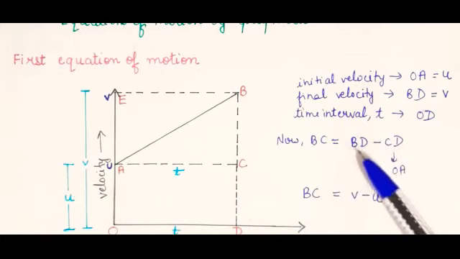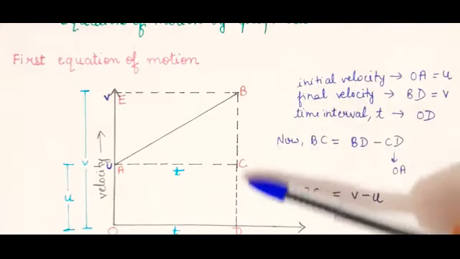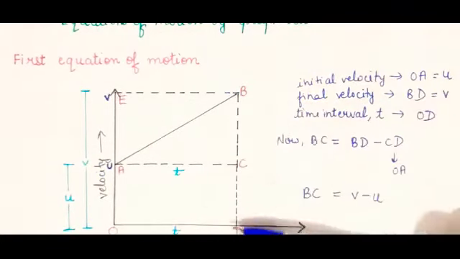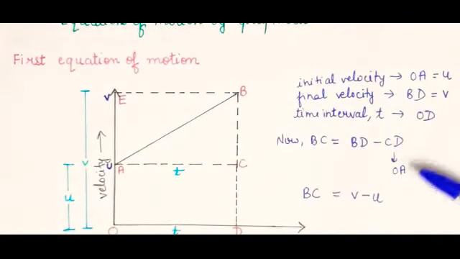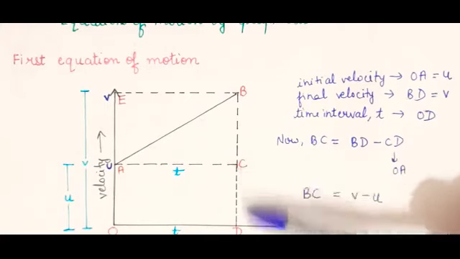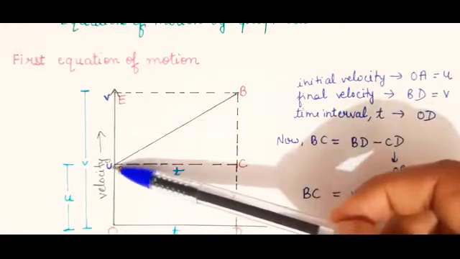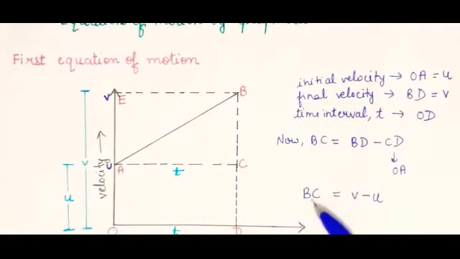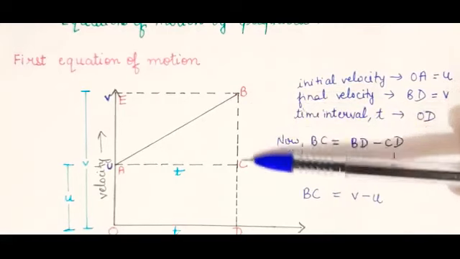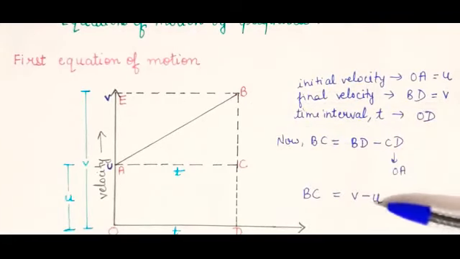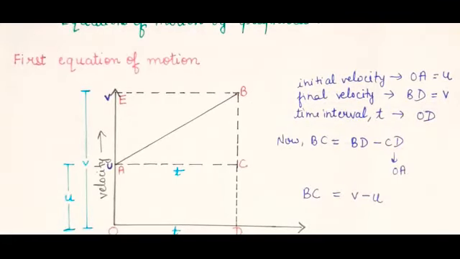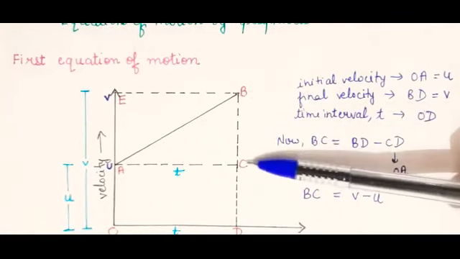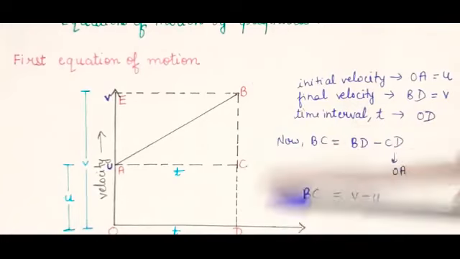Now what is BD here? That is the final velocity, V. And what is CD or OA? One and the same thing. They represent the initial velocity, that is U. So BC, this change in velocity, is equal to V minus U. Are you clear? We have calculated this BC, V minus U.